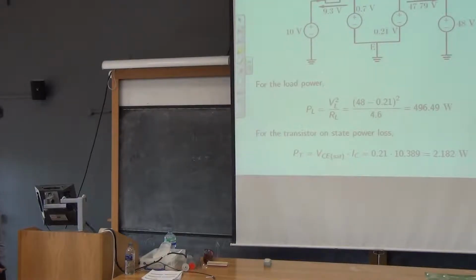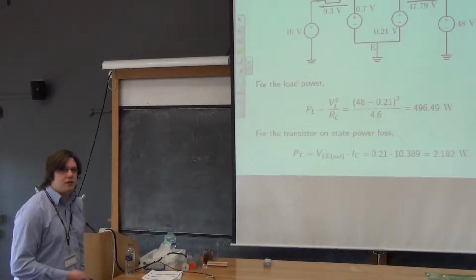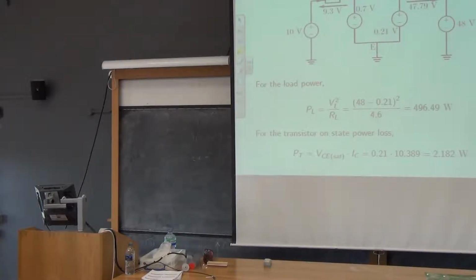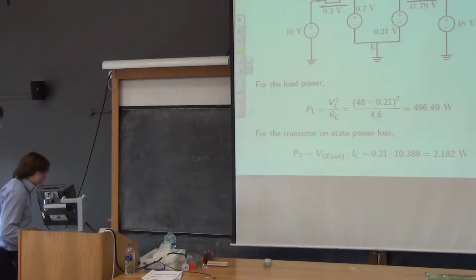And then we can do the on-state power loss. Now you could, if you wished at this point, do 48 squared upon 4.6, and that would give you what would happen if you had a perfect transistor. Because you'd be saying there is no voltage dropped across the transistor, it is perfect, all the power is dissipated in the load, what would that be? And then subtract your 496.49 from that. If you want, that's fine. As it is, I've decided, I've got VCE sat, and I know what IC is, so I'll just multiply the two together, and I get 2.2 watts in my transistor.